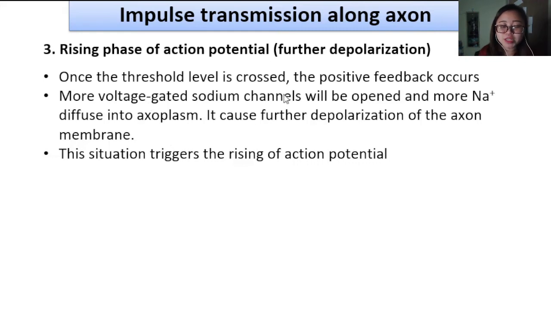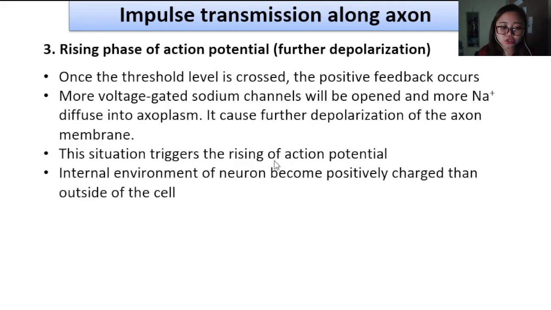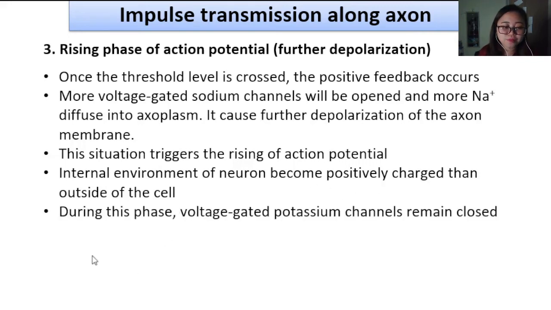So, bila dia sampai ini threshold, semakin banyak itu voltage-gated sodium channel akan buka, semakin banyak sodium ion akan masuk ke dalam sel, dan kita punya sel punya membrane potential menjadi semakin positif. And this triggers rising of action potential, and the internal environment of the neuron becomes positively charged compared to the outside of the cell. And during this phase, the voltage-gated potassium channels still remain closed. Semasa fasa ketiga ini, this third stage, third phase, only voltage-gated sodium channels open and voltage-gated potassium channels still close.